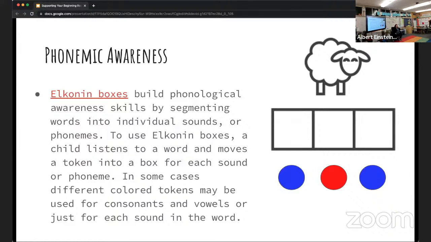When we get into some of the sounding out things, sometimes kids really need an arrow. Show them where do you start and which way are you going, right? Andrea, can you go to the next one?